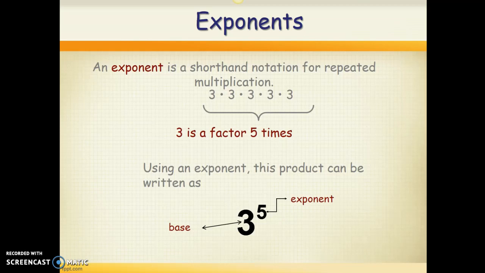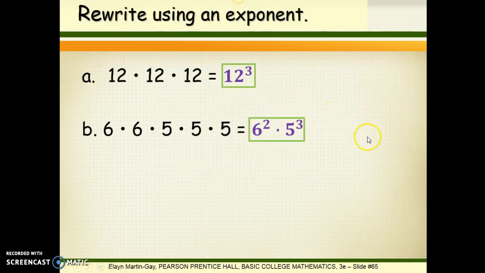So in this particular instance, we would be multiplying 3 times 3 times 3 times 3 times 3. In these examples, we need to rewrite our problem with an exponent. This is called exponential notation. Notice in the second example, we have 2 different bases, so our answer will have 2 different bases.